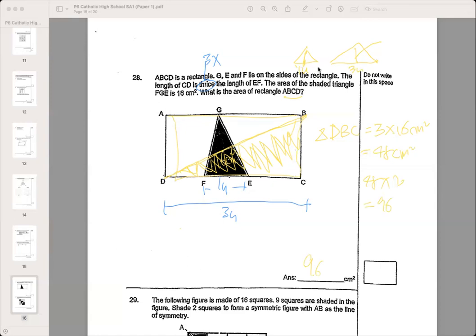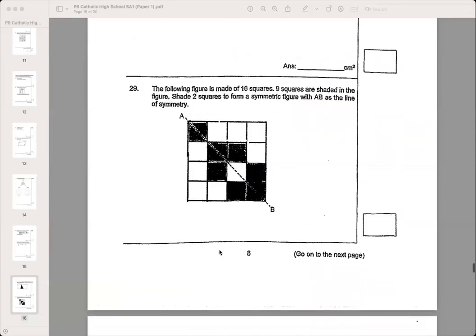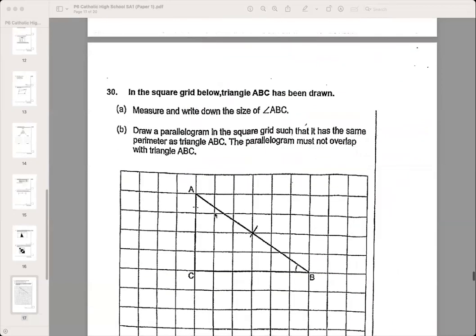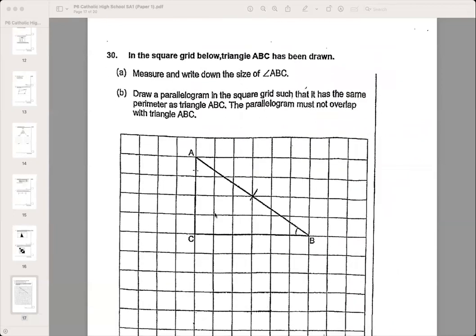Let's continue with question 29. Question 29 is already drawn for you, so we shall skip 29. Let's go on to question 30. I can't demonstrate to you how to use a protractor to measure and write down the size of angle ABC, but the angle should be around 33 degrees, okay?